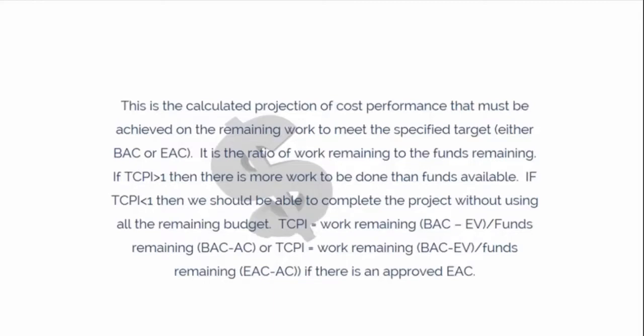If TCPI is greater than 1, then there is more work to be done than funds available. If TCPI is less than 1, then we should be able to complete the project without using all the remaining budget. TCPI equals work remaining, BAC minus EV, divided by funds remaining, BAC minus AC. Or TCPI equals work remaining, BAC minus EV, divided by funds remaining, EAC minus AC. You would use this last formula if there is an approved EAC, or estimate at complete.